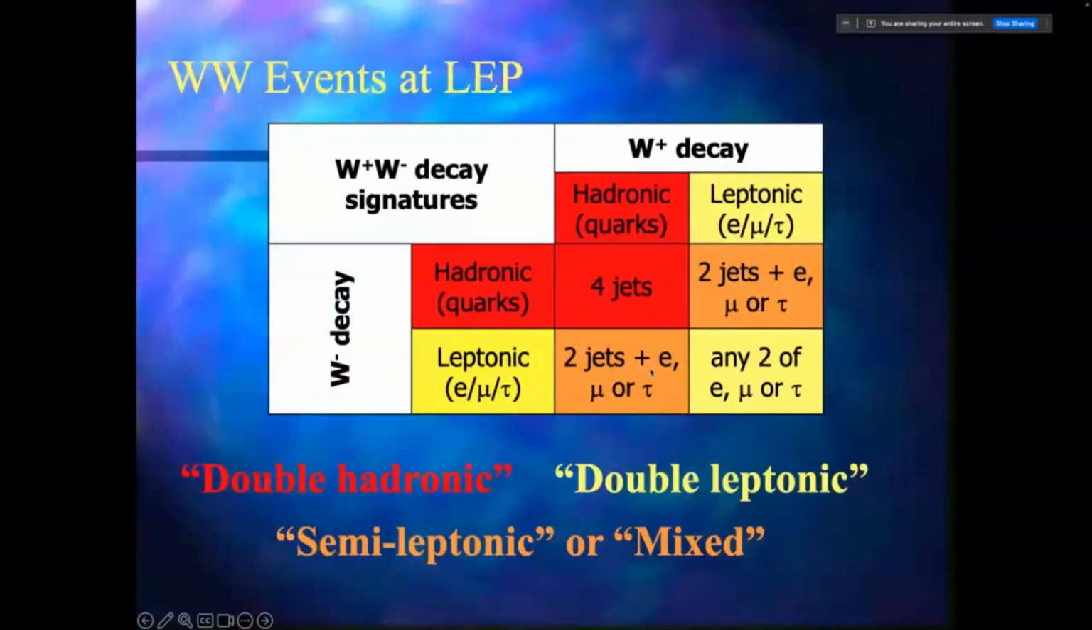So that's these two off-diagonal entries here, where you would see something that looks like 2 jets and then an electron, a muon, or a tau. And that was what we call a semi-leptonic or mixed decay. So our task is going to be to identify each of these events and tag them as one of these 3 possibilities. So a double hadronic one, a double leptonic one, or a mixed one.